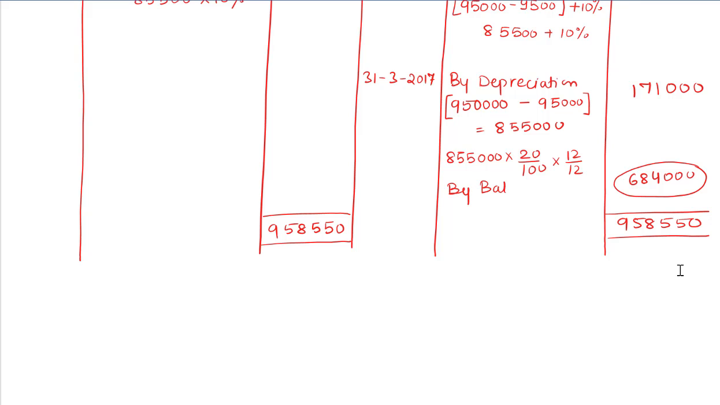So we will write by balance carried down. I believe you understood till here. What we will get is by balance carried down 6,84,000. So we have done the accounting for 2015. We have also done the accounting for 2016.